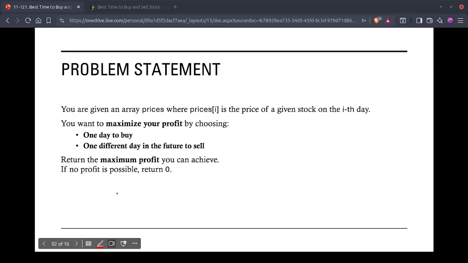So the problem statement is: you are given an array called prices. Each value tells you the stock price on that day. Your task is very simple. You can buy the stock once, you can sell the stock once, and you must buy before you sell. Your goal is to return the maximum profit possible. If there is no way to make a profit, just return zero. So basically we are finding: buy at the lowest price, sell later at a higher price.